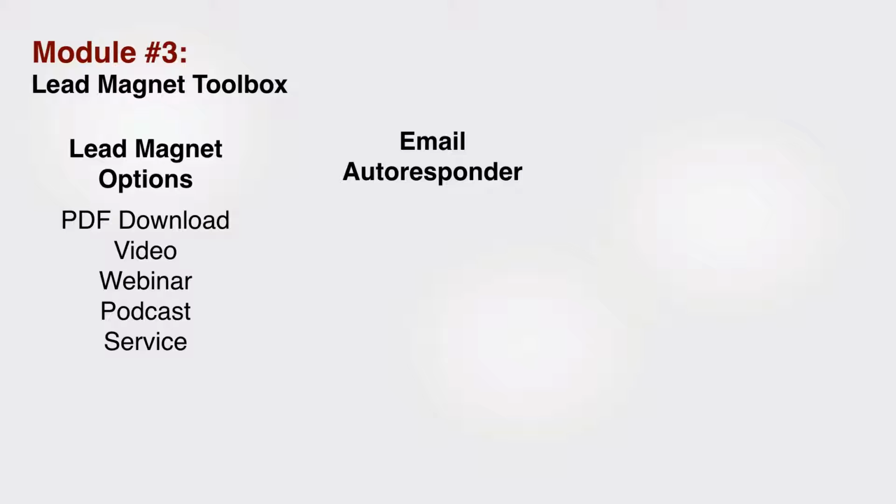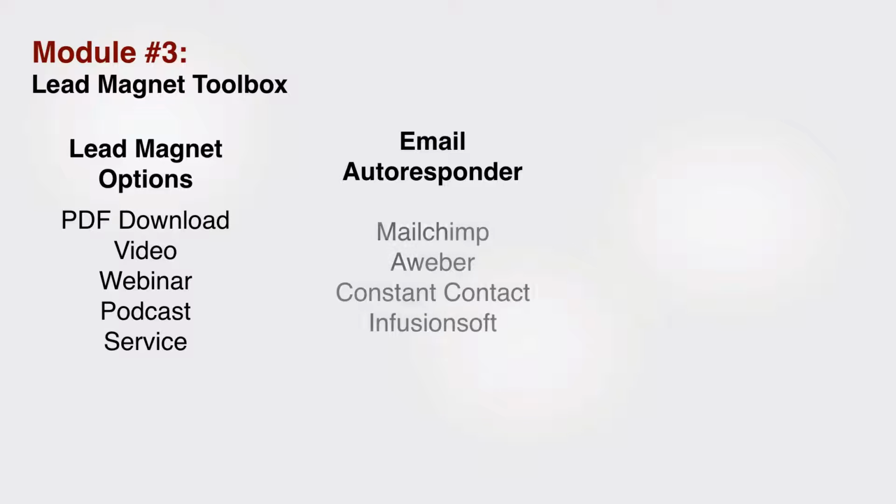Okay, so your email autoresponder options out there are MailChimp. You have Aweber, who's an email service provider. You have Constant Contact, and I threw in Infusionsoft. Infusionsoft is not normally in this list because your MailChimps, your Awebers, and your Constant Contacts of the world cater to people who only want to spend $10 a month for their email service.